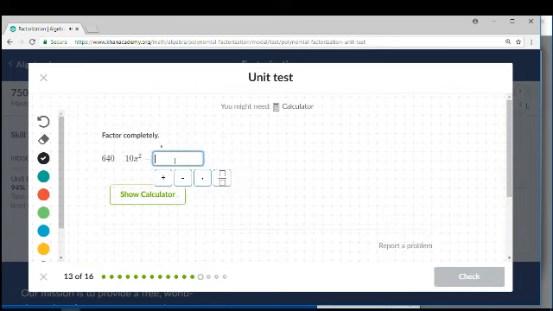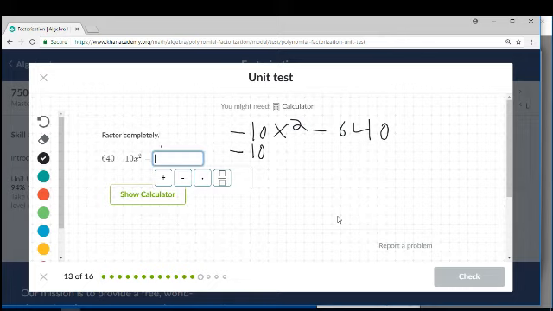Factor completely, 640 minus 10x squared. So let's break this down. Let me rewrite this just so I can conceptualize this better: 10x squared minus 640. Well, what we can do is factor out a negative 10. We factor out a negative 10. This will become x squared plus 64. But that's not as easily factored if we just factor out a 10, and so it'd be x squared plus 64.